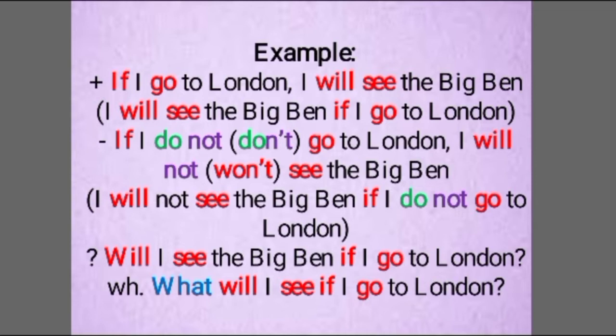Now let's talk making negative sentences and questions. As a rule, negative sentence is used with the help of auxiliary verb and the word not. Not is used after auxiliary verb. In this sentence, we use auxiliary verb do because subject I is in singular on the first person. For example, if I don't go to London, I won't see the Big Ben.